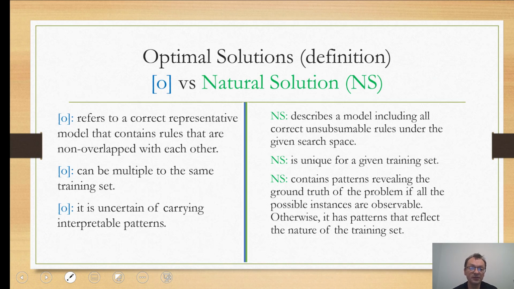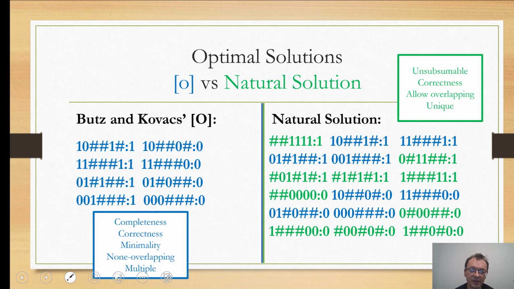And so the optimal solution O, as defined by Butz and Kovacs, refers to a single model that ensures there are no overlapping rules. And that can be really tricky in certain problem domains. Whereas what we say is actually we want a natural solution that contains all the patterns, and we believe this is beneficial. And so for the natural solution, we have all the possible rules. And you can see some of the blue rules are very different to the green rules, whereas Kovacs' and Butz's solution only looks at a subset of the rules. And we think we can gain more information by looking at the natural solution.